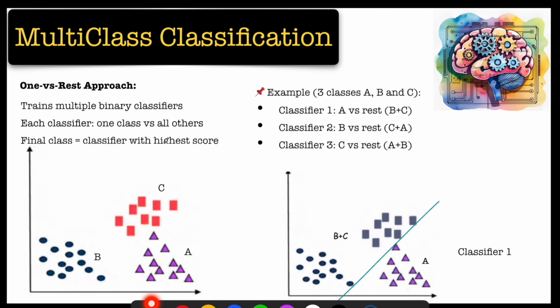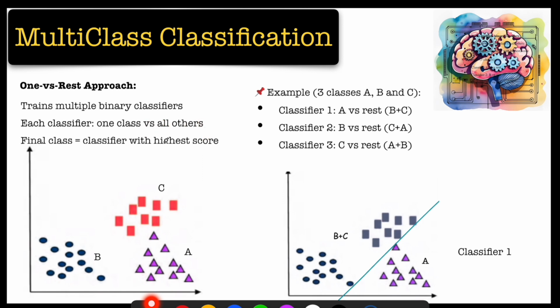Before going there, let's first discuss different approaches for multi-class classification. The first one is the one versus rest approach. Let's say we have a data set with 3 classes A, B, C. What we'll do here is train multiple binary classifiers. In my previous videos, I have discussed logistic regression, naive Bayes, KNN and others, so we know how to do binary classification. Each classifier is basically one class versus all others.